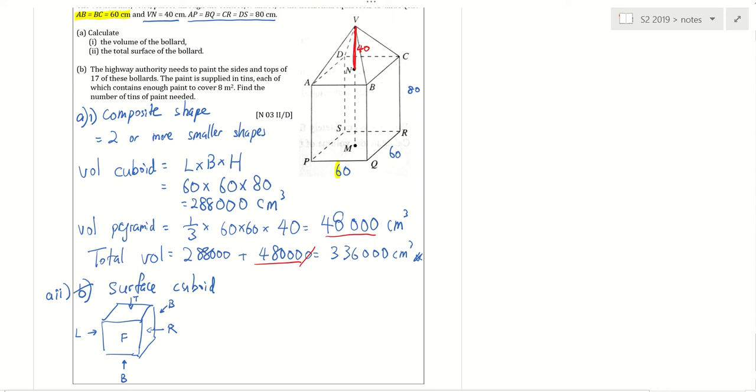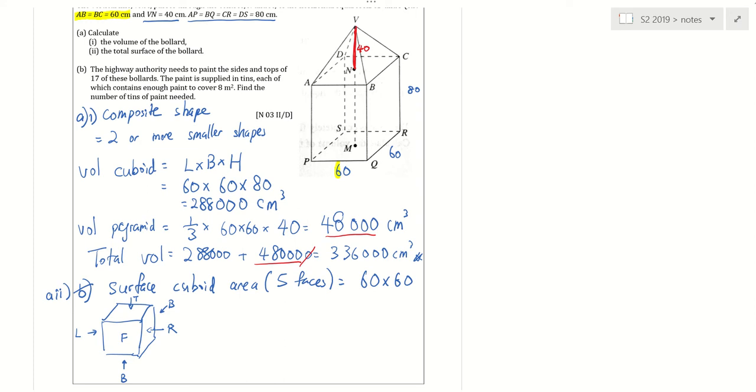So let us calculate the surface area of the cuboid. I only have 5 faces. Let's try. 60 times 60 is the bottom one. Do I include the top? No. So I only have 60 times 60. That's it.